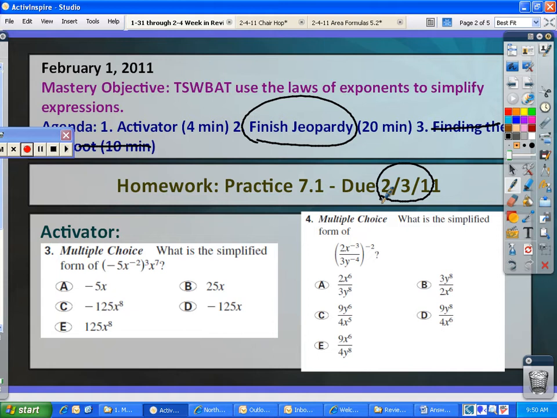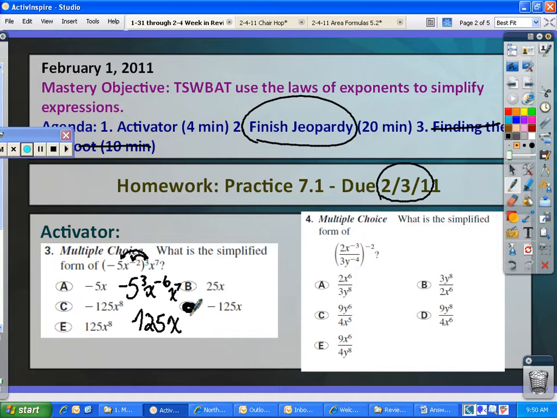We did have 2 questions for our activator on Tuesday, which is where students had to simplify expressions with their laws of exponents. For number 3, you had to distribute the 3 to the negative 5 and the x to the negative 2nd. So that was negative 5 cubed. Multiply the exponents. Negative 2 times 3 is negative 6, and then x to the 7th. From there, they then had to know that negative 5 cubed was negative 125. And then combining the exponents would give you the value of x, so the answer was D, negative 125x.